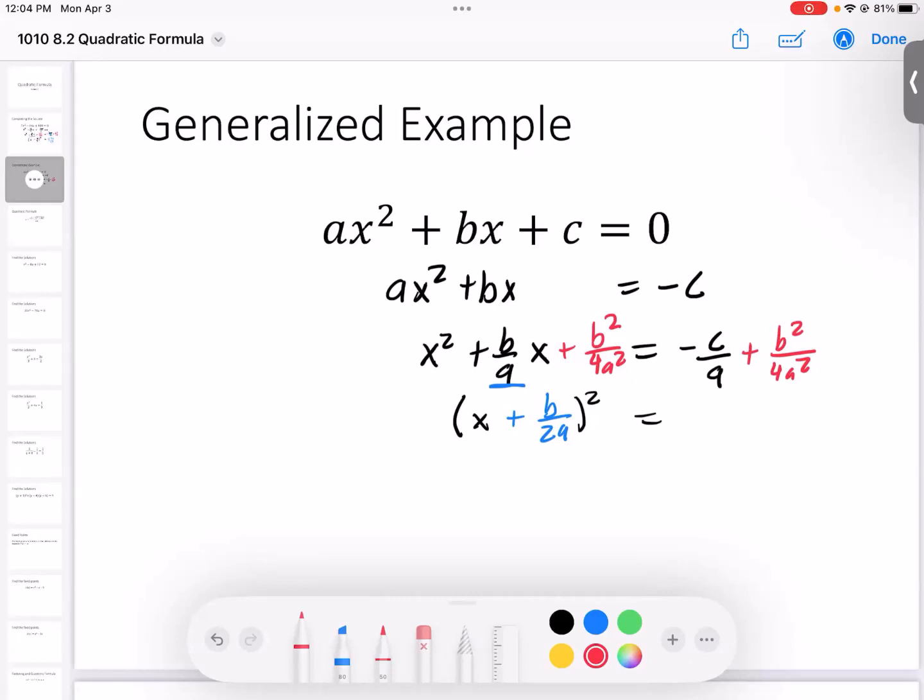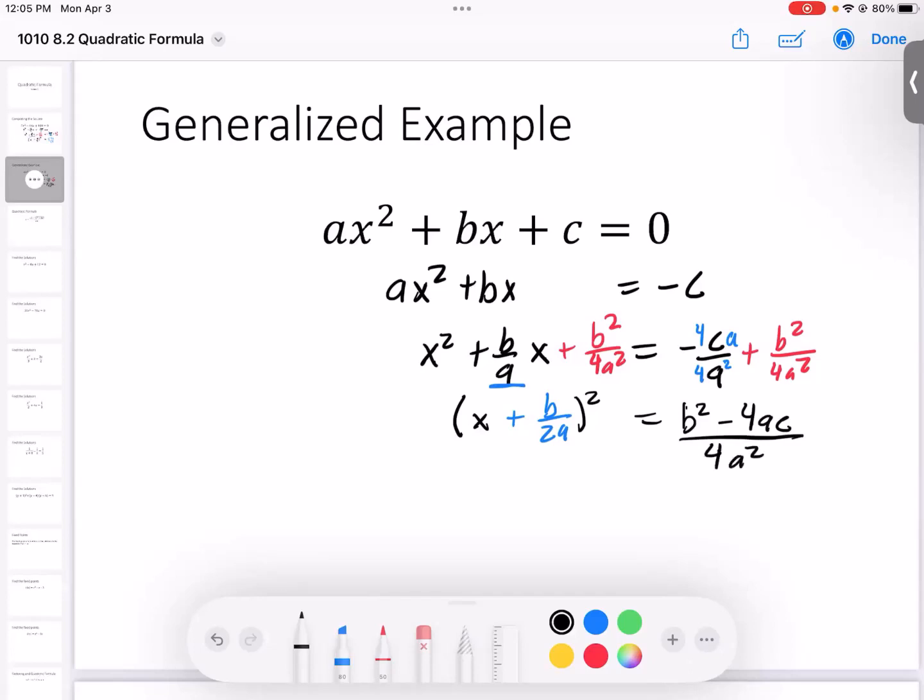Okay, now on this right-hand side, I have two fractions, but I can't add them together unless I have common denominators. So I'm going to make common denominators by multiplying the top and the bottom by 4, and I'm going to multiply by an a on the top and on the bottom. So the bottom will become 4a squared, the top one will become 4ac or 4ca. Any questions about that? Okay, so the right-hand side simplifies, and I'm going to write the b squared first because it's positive. So I get b squared minus 4 times a times c all over 4a squared.